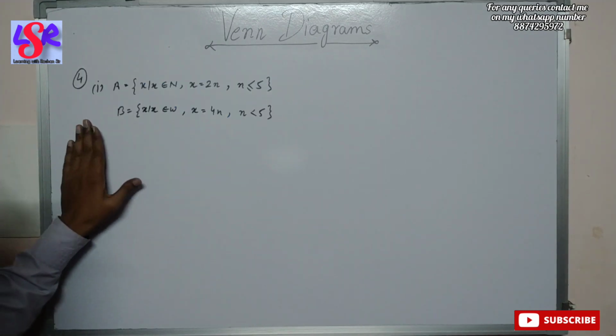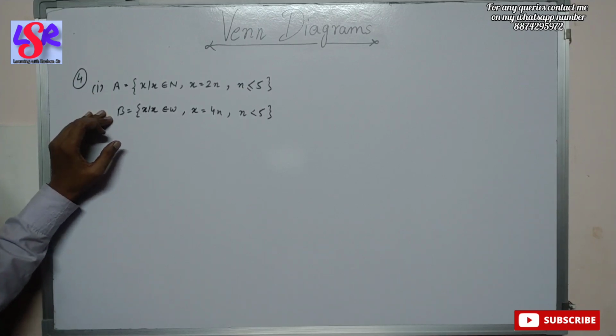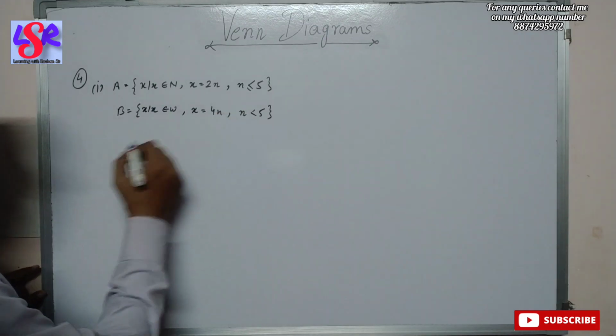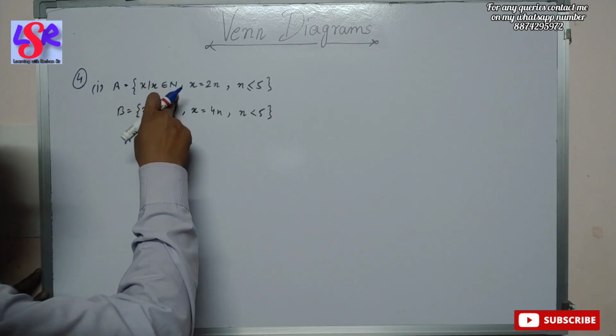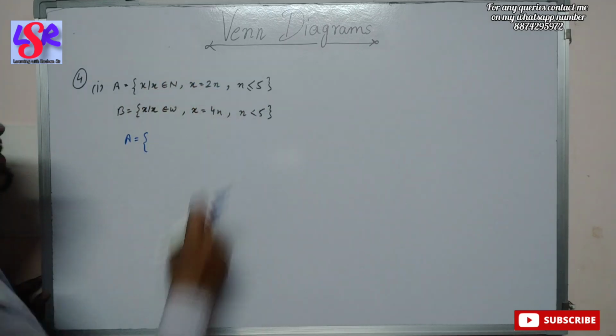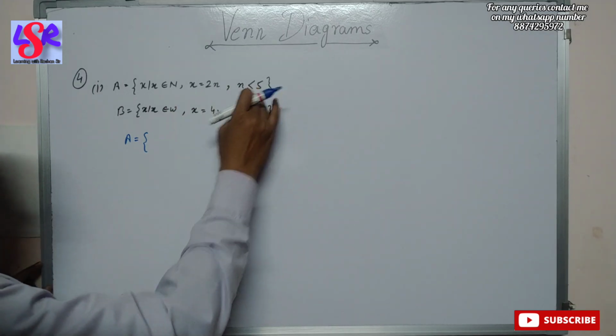Now we have question number 4. Here we are having the set A and B in the form of set builder form. So very first of all, we are going to put them in a roster form, that is A equals to x such that x, where x is the element of natural number, where x is equals to 2n and n is less than equals to 5. So we can take the table of 2 till 5.